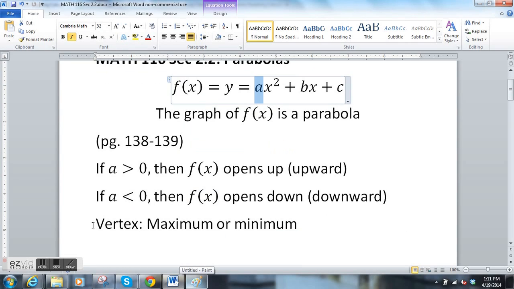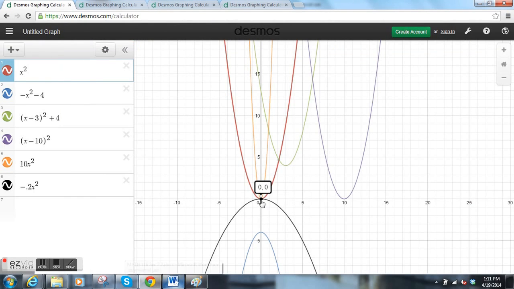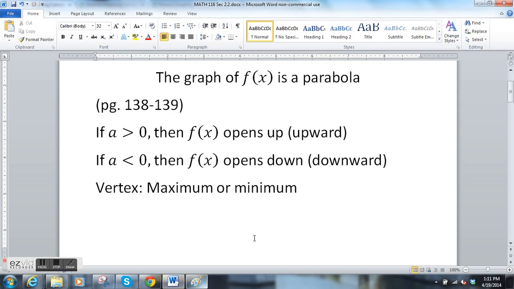And then for parabolas, we're also interested in the vertex. That's the maximum or the minimum point. So again, you'll notice that each one of these parabolas, there's a point down here. If it opens up, then this point is a minimum. If it opens down, then it's a maximum.